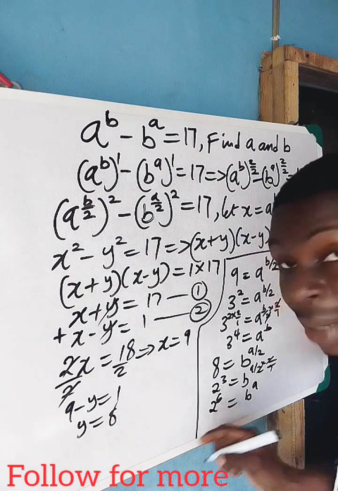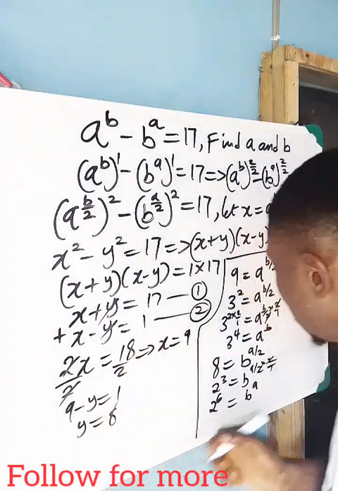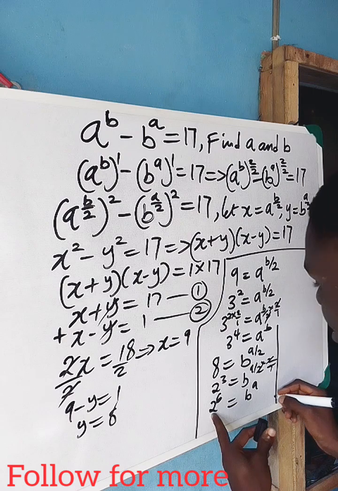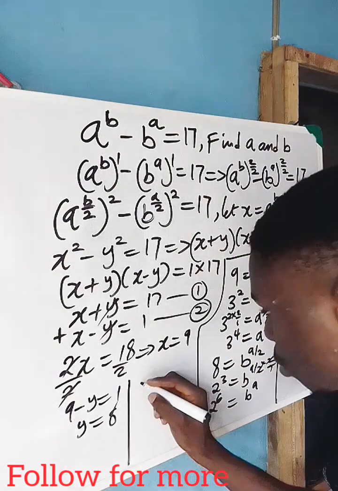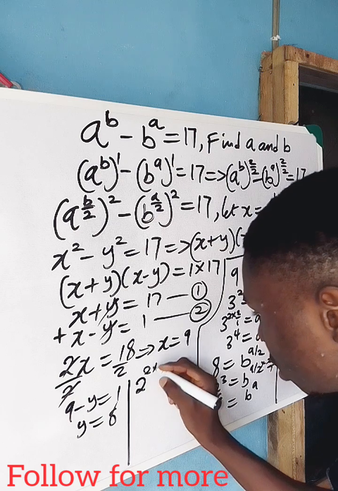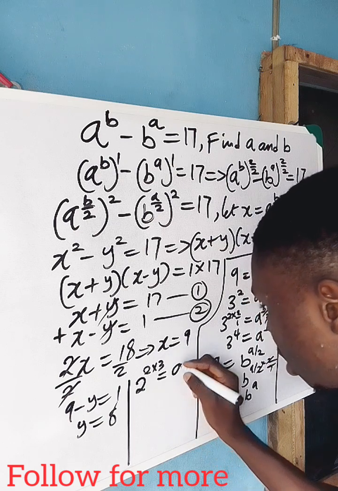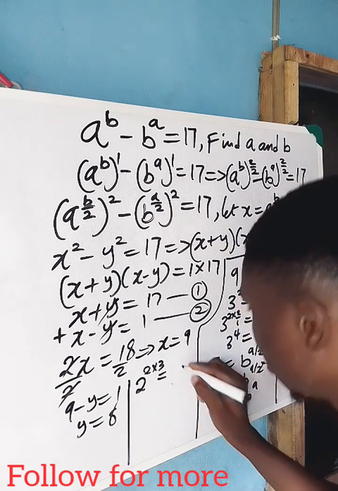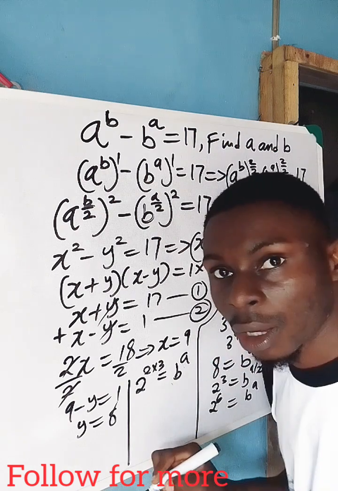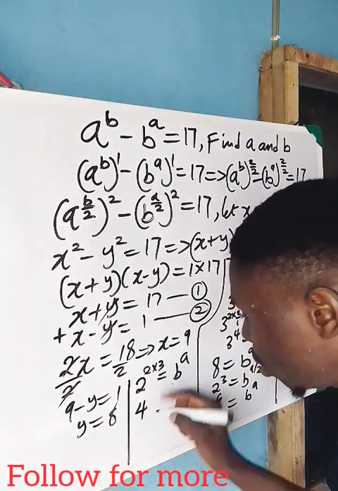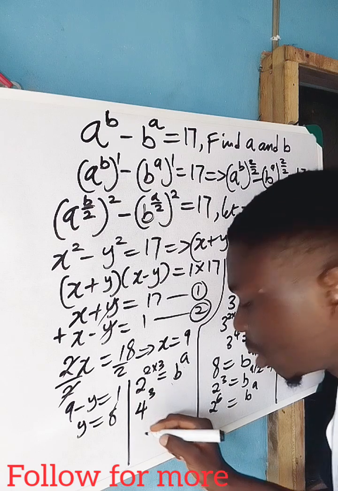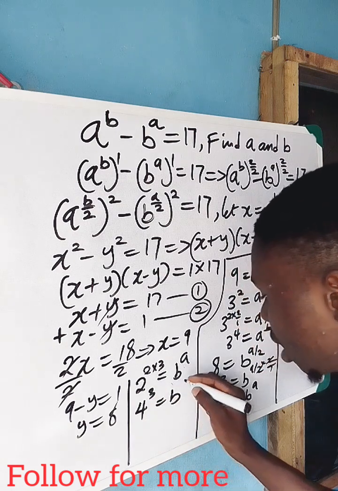So remember that 6 can be expressed as 2 times 3. Let me write it here so that you can see it very well. Now this becomes 2 to the power of 2 times 3 is equal to b to the power of a. Alright. Now 2 to the power of 2 here is 4. This now becomes 4 to the power of 3 is equal to b to the power of a.